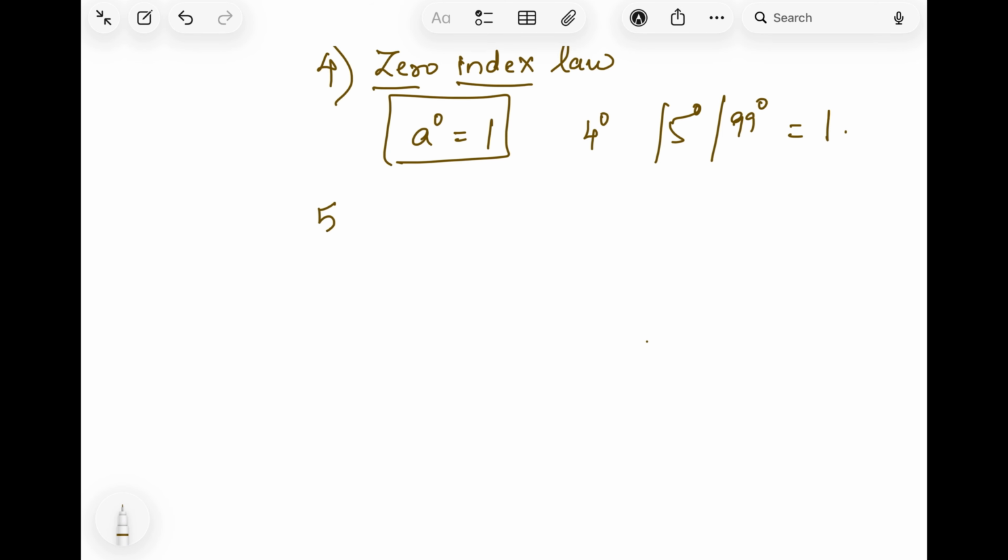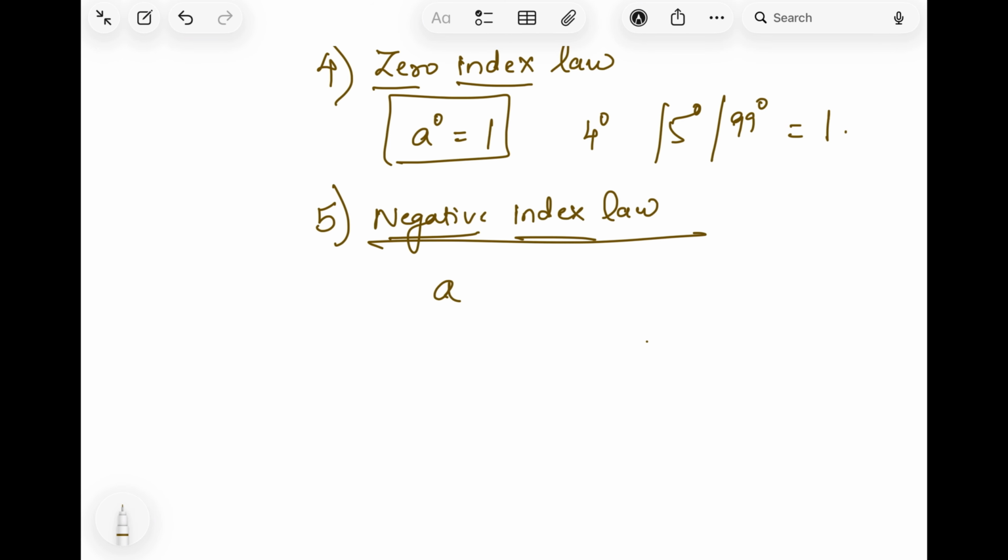Now the next law is the negative index law. This also gives a very nice explanation. Negative index means that here the index was 0, here the index will be negative, but generally the index is never kept as negative. So how do we convert that negative index into positive? This law will help us to do that.